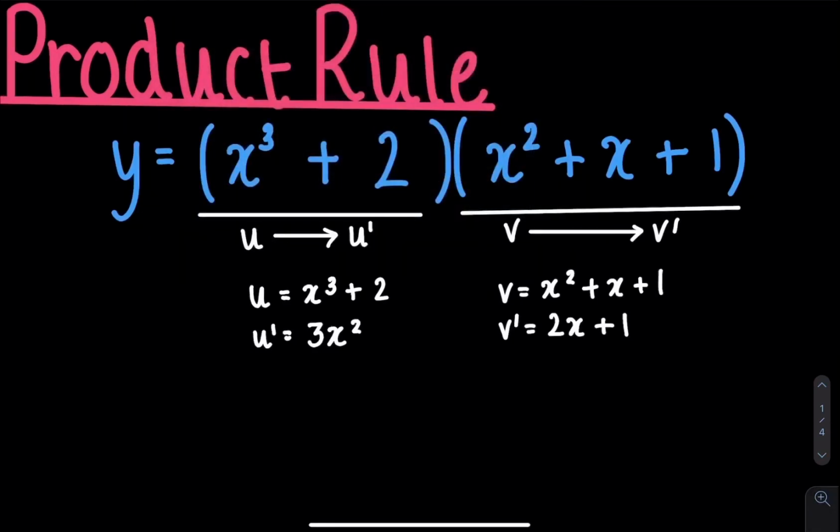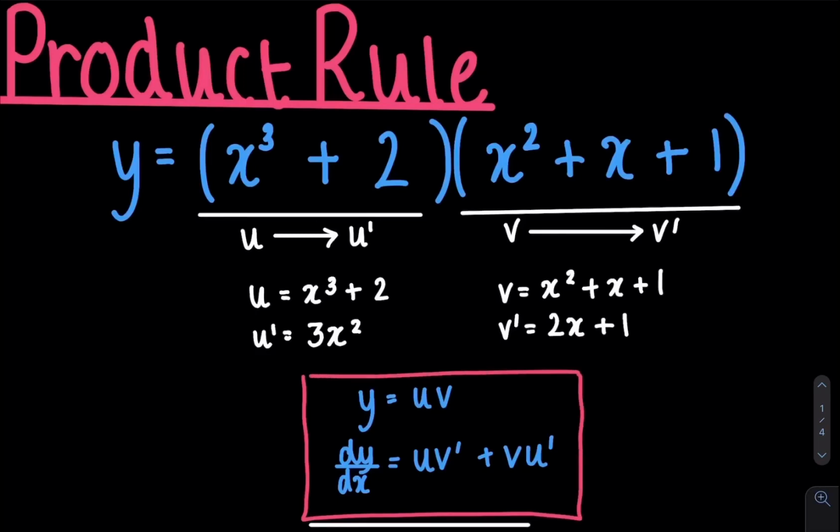So the product rule in general terms is if we have y, which is a function of u and v, where both of these are functions of x, dy over dx will equal the first function multiplied by the derivative of the second function plus the second function multiplied by the derivative of the first function. And don't worry if you're confused right now. When I show you with the example, it will become a lot clearer. So this is the general form in terms of u and v.